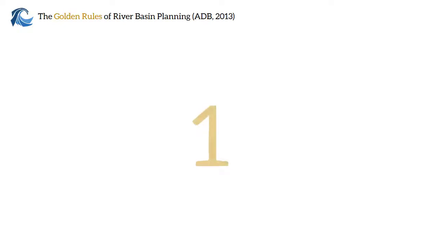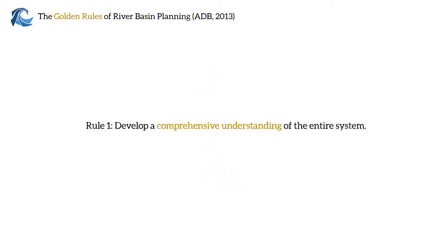So first of all, number one golden rule is to develop a comprehensive understanding of the entire system. Now, as you said earlier, there's such a complexity to river basin planning that we have to understand a lot of different elements before we start to develop an actual master plan for it.